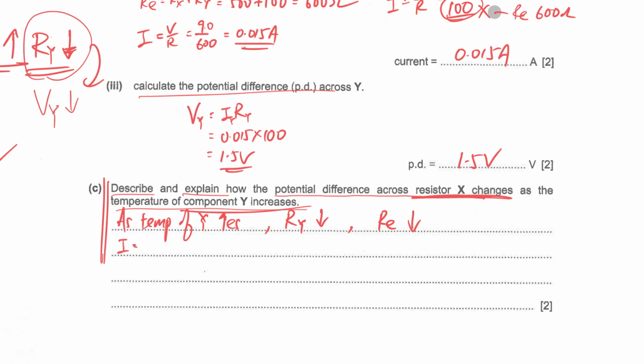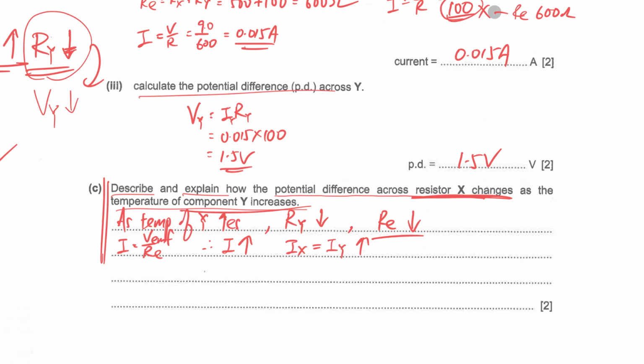Next, using I equals V over R, where V is your EMF, 9 volt, and is constant, and your total effective resistance, which we already said is decreasing, therefore your current flowing through the circuit will increase. That means the current flowing through X equals the current flowing through Y, and both will increase because they are connected in series.